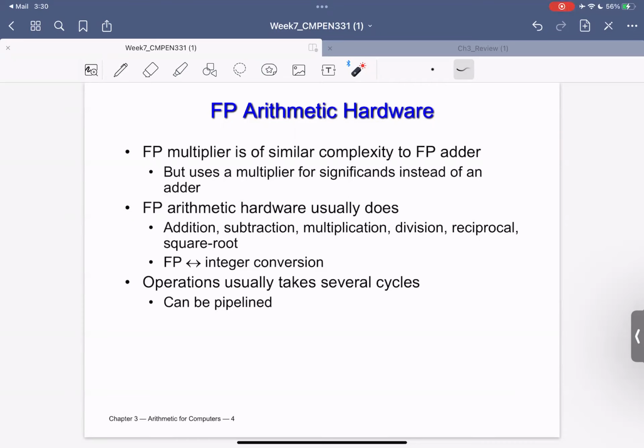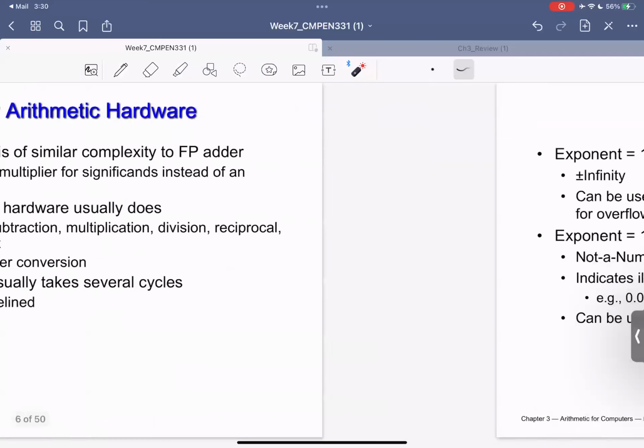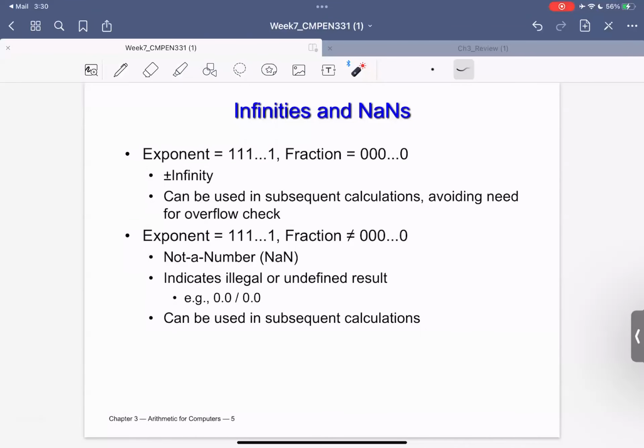It can also do a floating point to integer conversion. This shouldn't be that difficult. One of the drawbacks of floating point is that it takes several cycles, but the good thing is that we can actually pipeline that, so it will be a bit faster than normal.